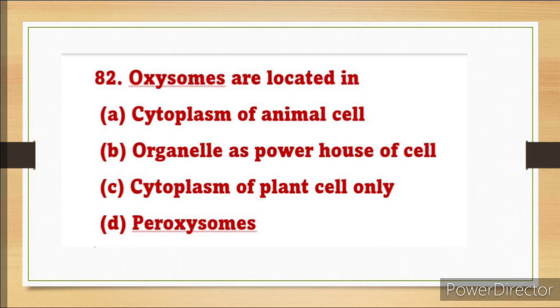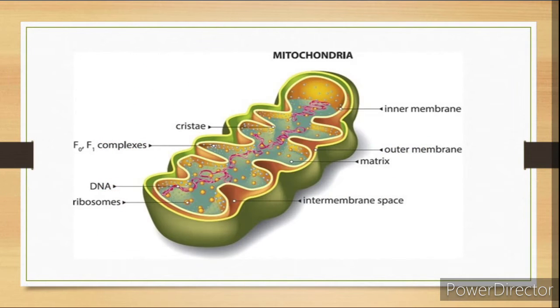Question number 82. Oxysomes are located in. Oxysomes are nothing but F1 particles. So F1 particles are present in the mitochondria, which is the powerhouse of a cell. So here the option is organelle as powerhouse of a cell. Option B is the right answer. Oxysomes are also called F1 particles. They are present in the mitochondrial matrix.